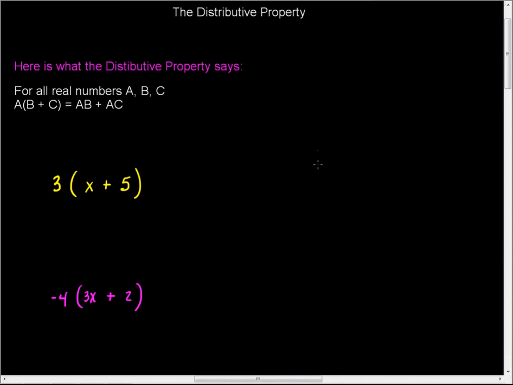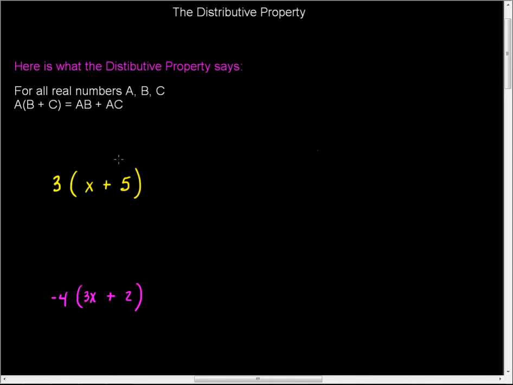Here's what it says. If you have three real numbers, a, b, and c, then if you have it as a times the quantity b plus c, you must distribute that multiplication to both the b and the c, so that you have a times b plus a times c. That's all it is. You're just distributing multiplication over addition.